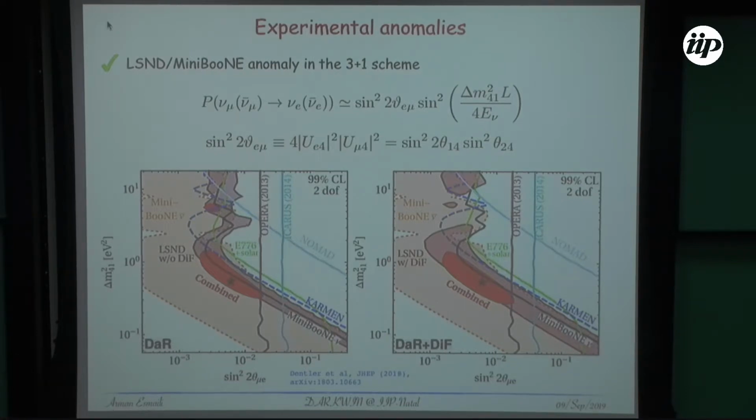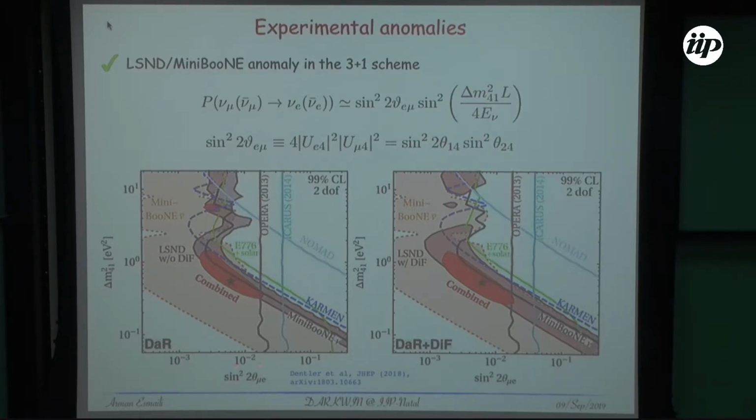later about the story. So the combined fit, you can see that in terms of theta mu e, which is the mixing between mu and e, the appearance experiments like LSND and MiniBooNE, the combined fit gives you a value different from 0. So basically sine square 2 theta of this new angle is more or less 10 to minus 2, with a delta m square more or less equal to 1.